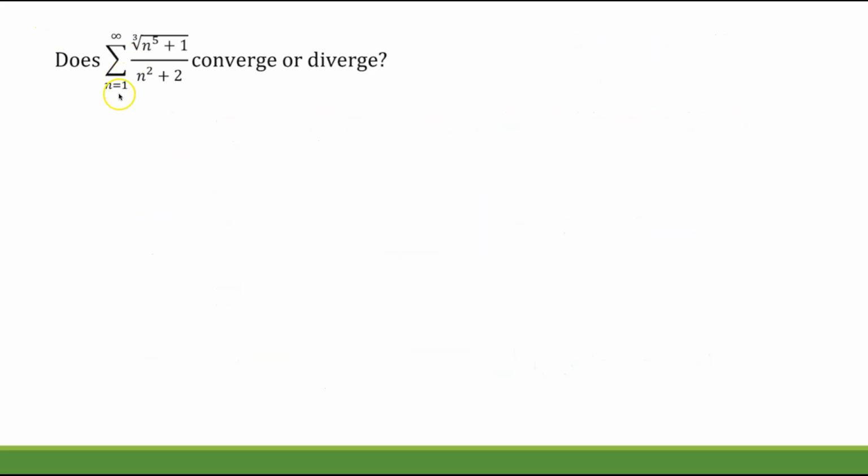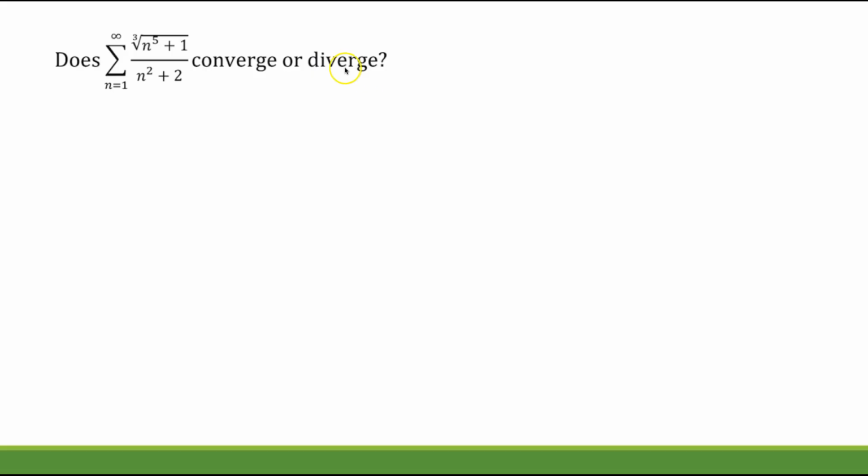In this example, we want to know, does the sum of n equals 1 to infinity of the cube root of the quantity n to the 5th plus 1 over n squared plus 2 converge or diverge? So for this one, we are going to use the limit comparison test. And now it's a matter of deciding what are we going to compare it to?